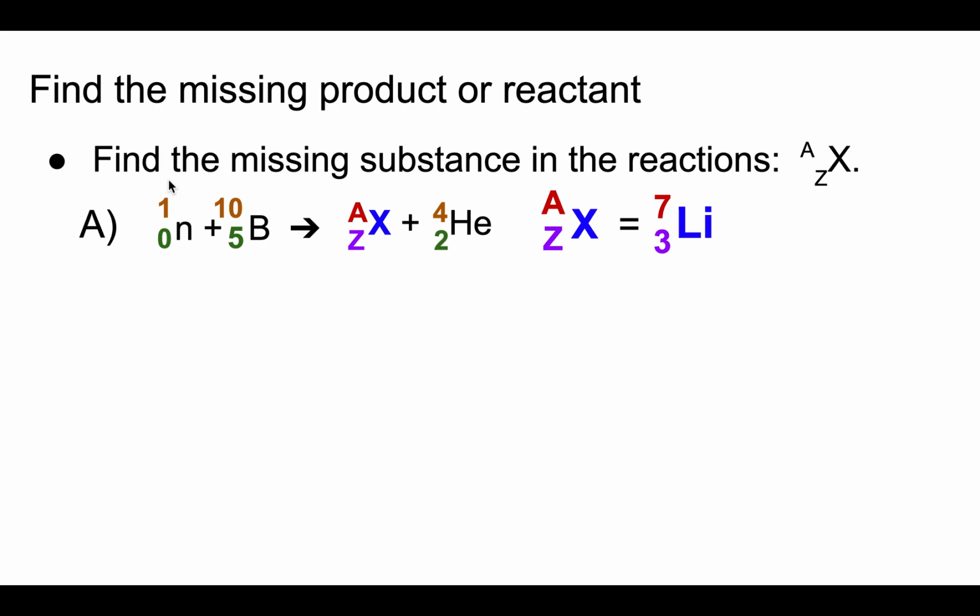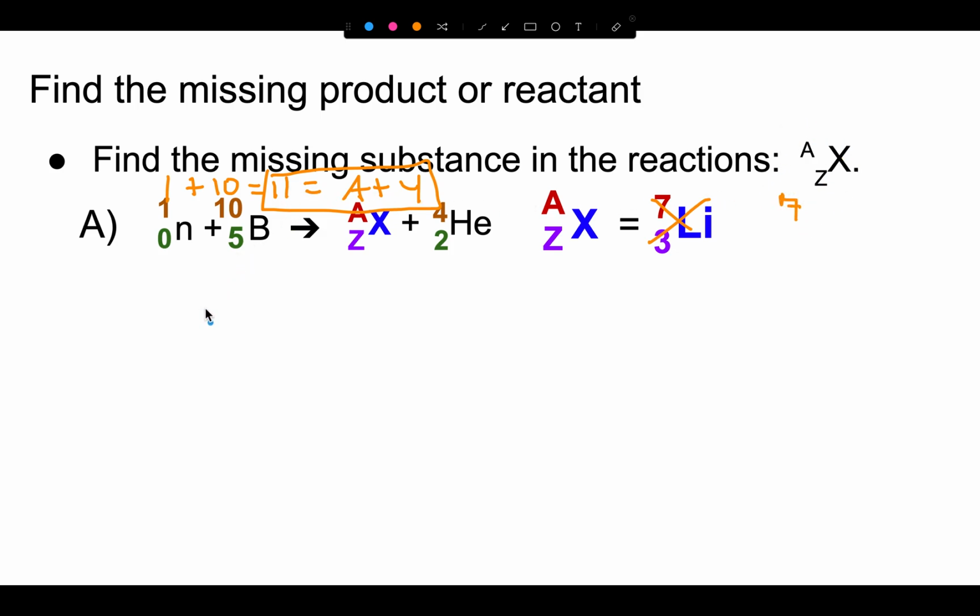So we need that color. Oops. So 1 plus 10 equals 11, and the other side is a plus 4. Oops, I'm showing the answer. Ignore the answer for a second. So 11 is equal to a plus 4, so that means that a is equal to 7, so I'm solving for this. And then b is 5, 0 plus 5 is equal to z plus 2, and then when we solve that we get 3, and then I use the periodic table to find that this is lithium.